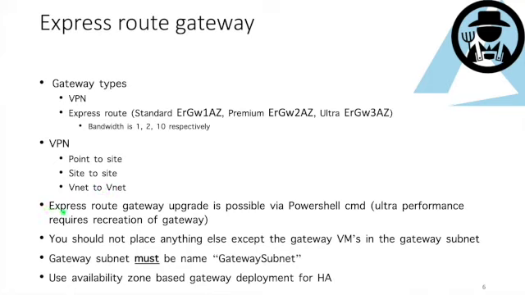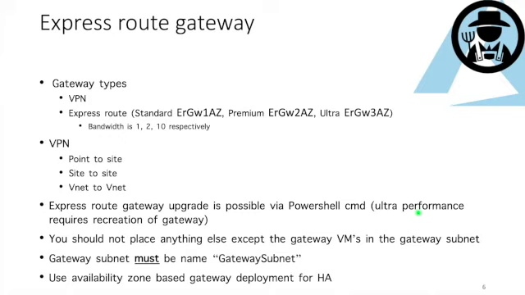Now, in terms of Express route gateway upgrades, you certainly can do that. You can use a PowerShell command. That's the easiest way to do it. But there is an exception, and that is ultra performance. So if you have standard and you want to upgrade to premium, you certainly can do that through PowerShell. But if you have any of those two and you want to upgrade to ultra, you need to actually recreate the gateway. So keep that in mind.